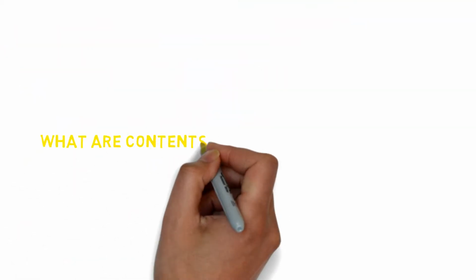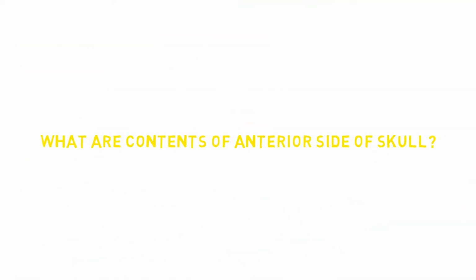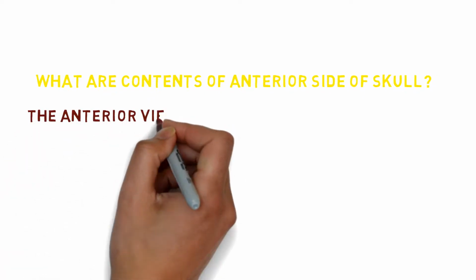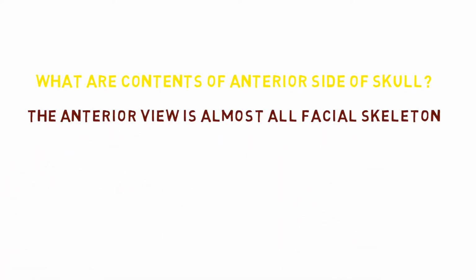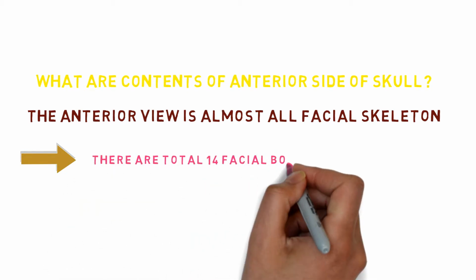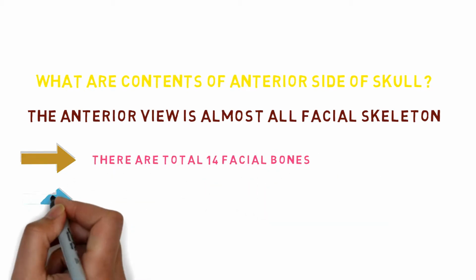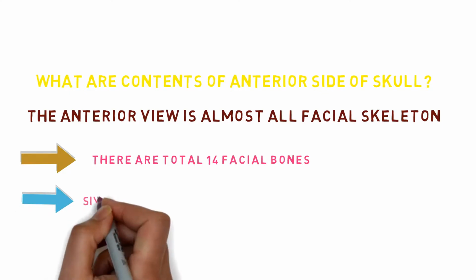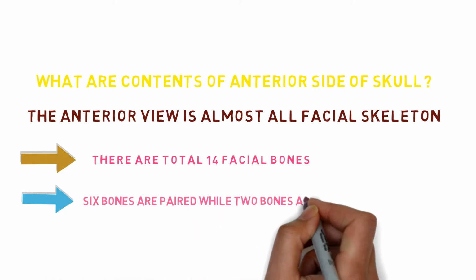Now, what are the contents of the anterior side of the skull? The anterior view is almost all facial skeleton. There are a total of 14 facial bones that make up the face. 6 bones are paired while 2 bones are unpaired.